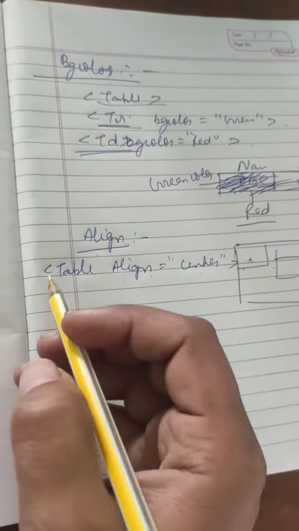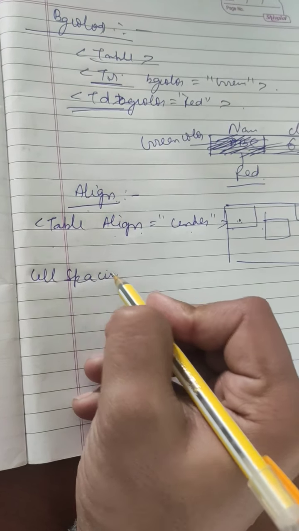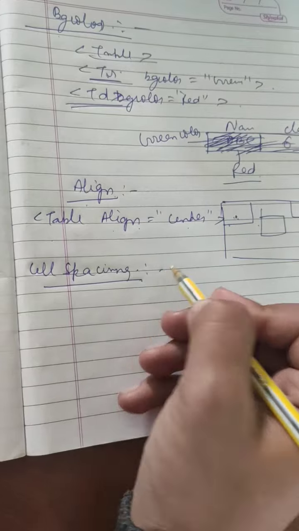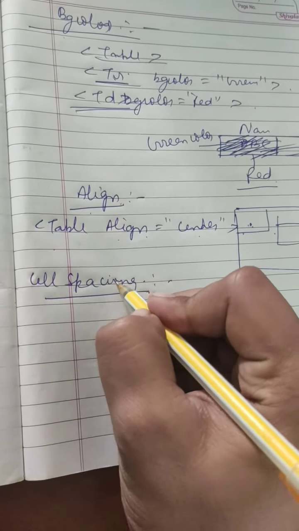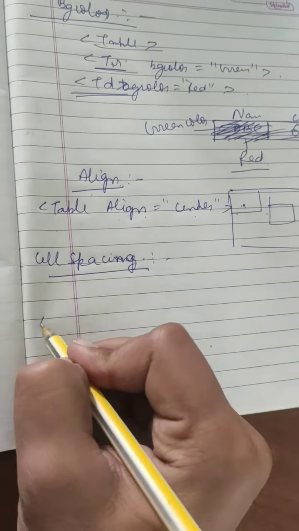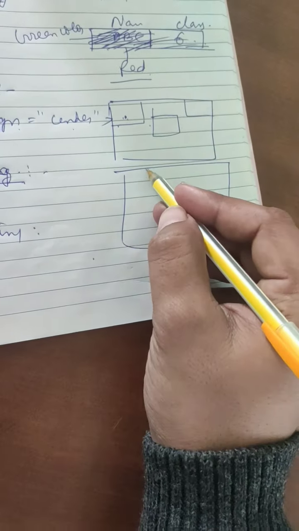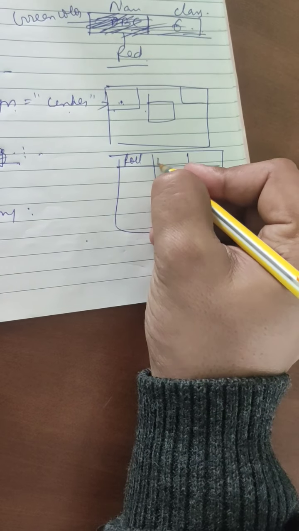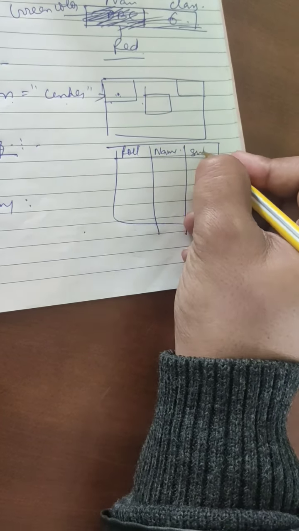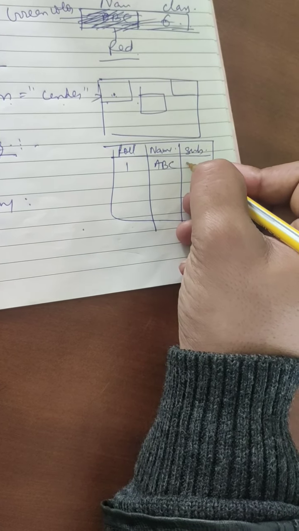Now, next part is cell spacing and cell padding. We have two things, cell spacing and cell padding. So let's discuss them consecutively. Suppose you have this table. Okay, you have one table with 3 fields: roll number, name and subject. Roll number 1, name is ABC, subject is suppose maths.